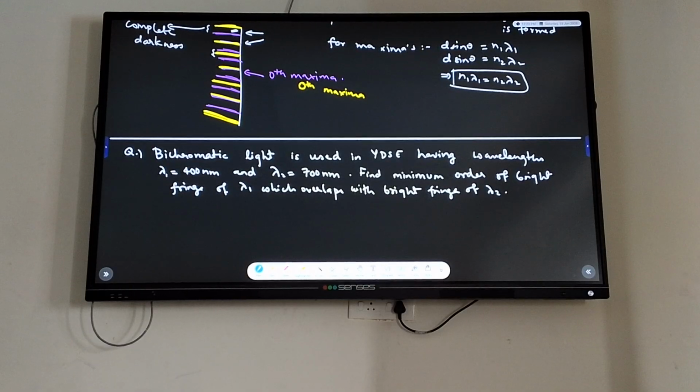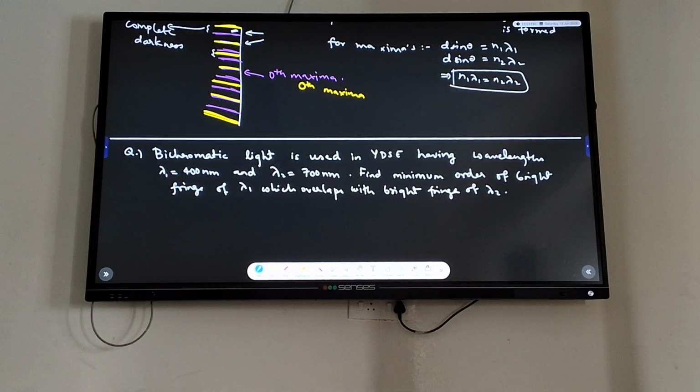So this is 7. Only 7? Incorrect. So 7 by 4. 7 by 4. What does it mean? Like minimum value for lambda 1 to overlap the lambda 2. ऐसा नहीं. N1 into 7. N1 should be 7 and N2 should be 4.